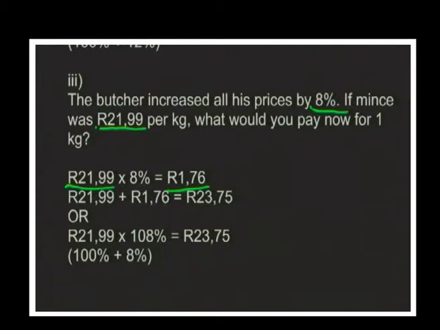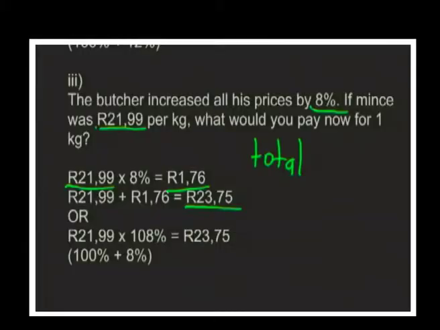And then we're going to add it to the total because they're asking us what we would pay now, which is basically the total that I'm going to pay. So 21.99 plus 1.76 Rand, and we will now pay 23.75 Rand. All in one step: 21.99 times by, what's the percentage? It's 100 plus the 8% increase, and we get 23.75 Rand.